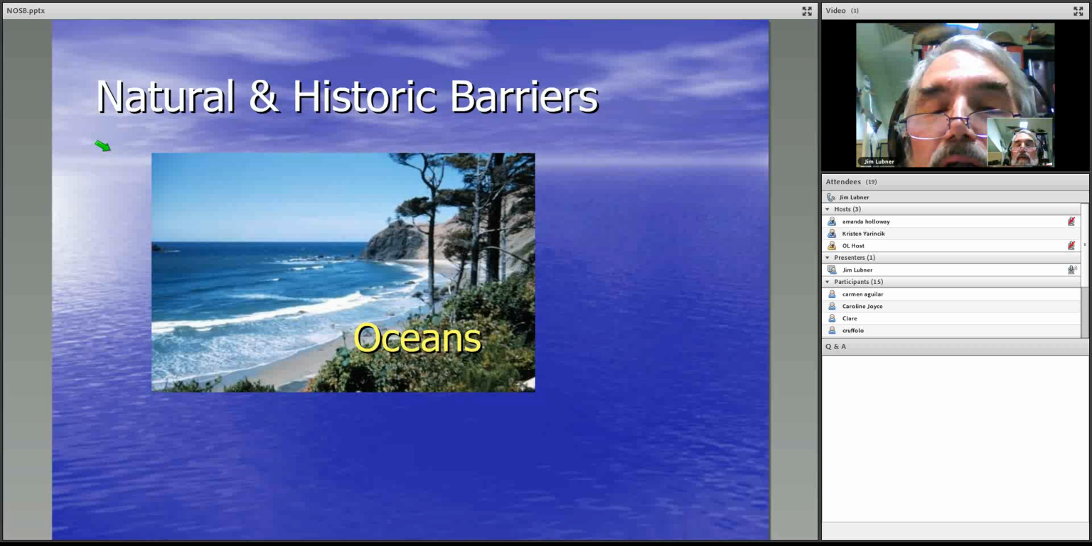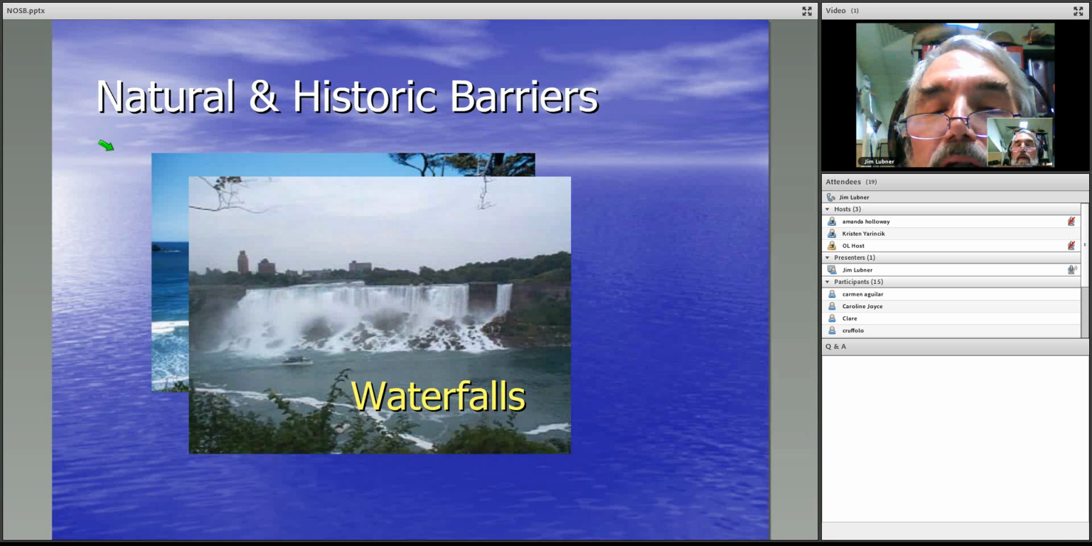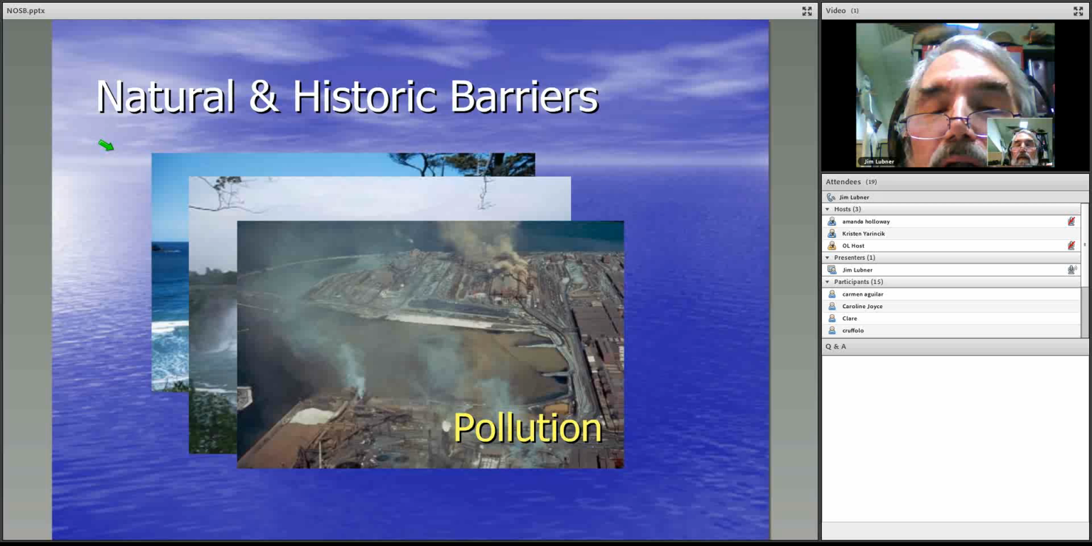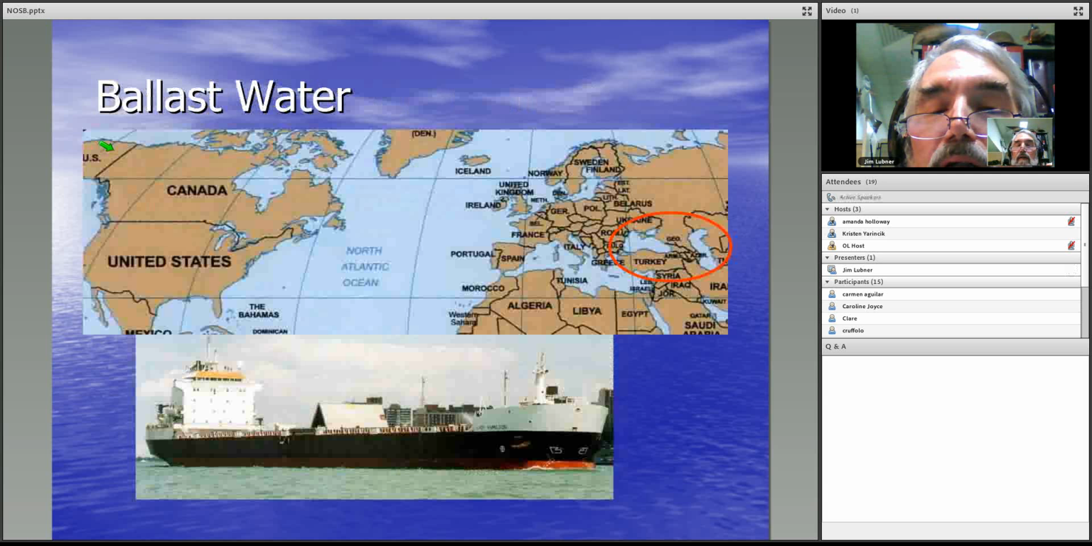Traditionally, historically, oceans, the high salt concentration of oceans, formed a natural barrier to the movement of a lot of these things, as did waterfalls like Niagara Falls. Pollution was a barrier. And as you can see, we're bypassing a lot of these things by improving water quality, by building canals around those natural barriers, and ships are moving with ballast water from all over the planet, really. Ships are moving from place to place and taking species from one place to another.